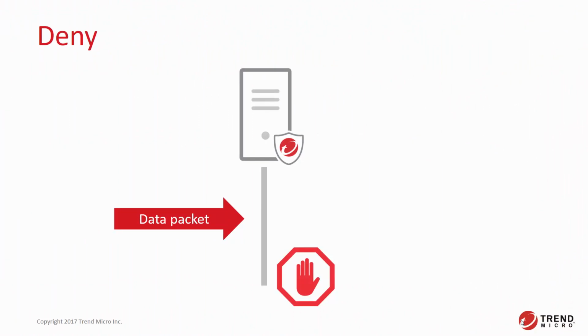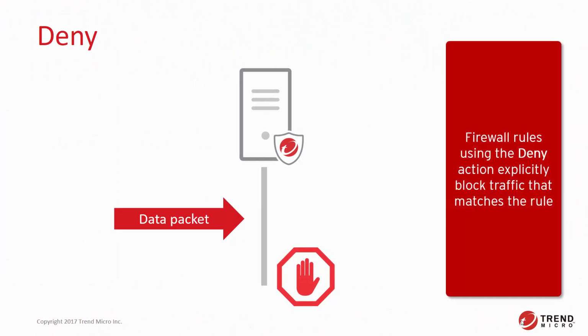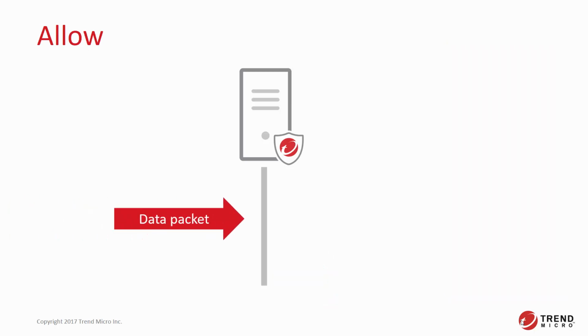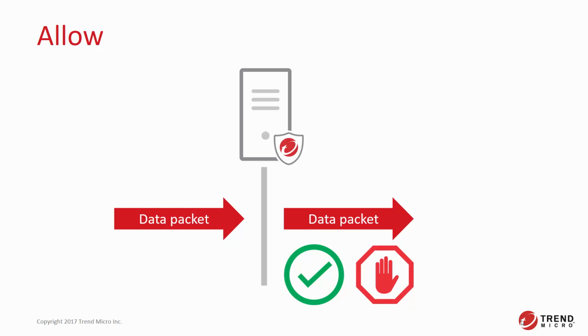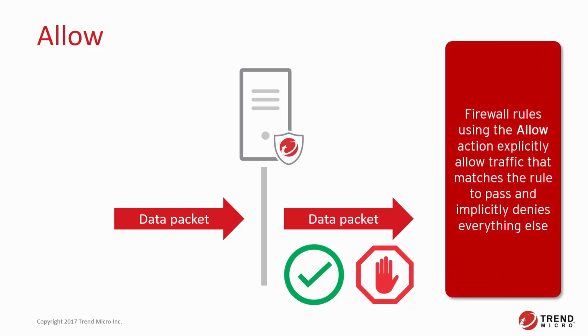The first action is deny. Firewall rules using the deny action explicitly block traffic that matches the rule. Firewall rules using the allow action explicitly allow traffic that matches the rule to pass through the firewall and then implicitly denies everything else. If you have no firewall rules using allow in effect on a computer, all traffic is permitted unless it is specifically blocked by a rule using the deny action. Once you create a rule using allow, all other traffic is blocked unless it meets the requirement of this rule.